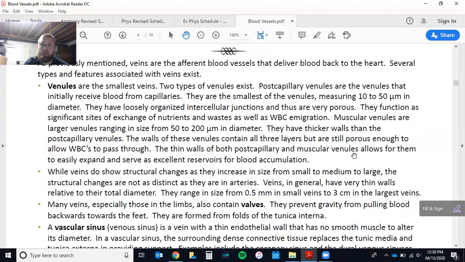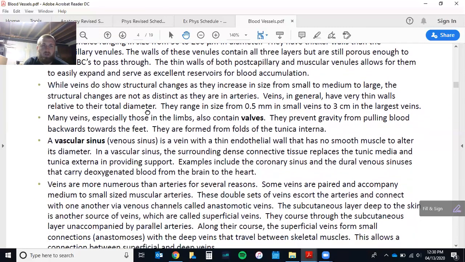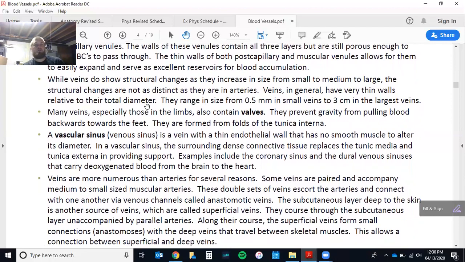Thin walls of both post-capillary and muscular venules allow them to easily expand and serve as excellent reservoirs for blood accumulation. While veins do show structural changes as they increase in size from small to medium to large, those changes are not as distinct as they are in arteries. So we don't have different categories other than the venules. In general, veins have very thin walls relative to their total diameter, and range in size from 0.5 millimeter in our small veins to 3 centimeters, which is actually over an inch, in our largest veins. Many veins, as we talked about on our first slide, especially those in our limbs, have valves formed from folds of the tunica interna to help prevent gravity from pulling blood back toward our feet.